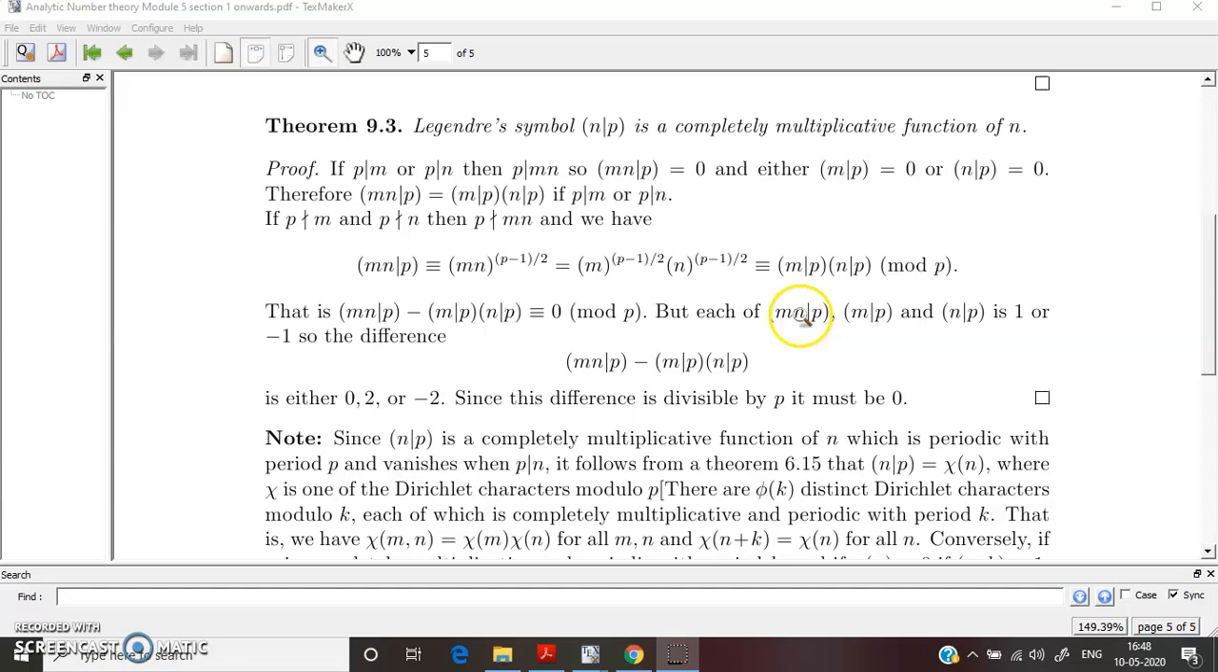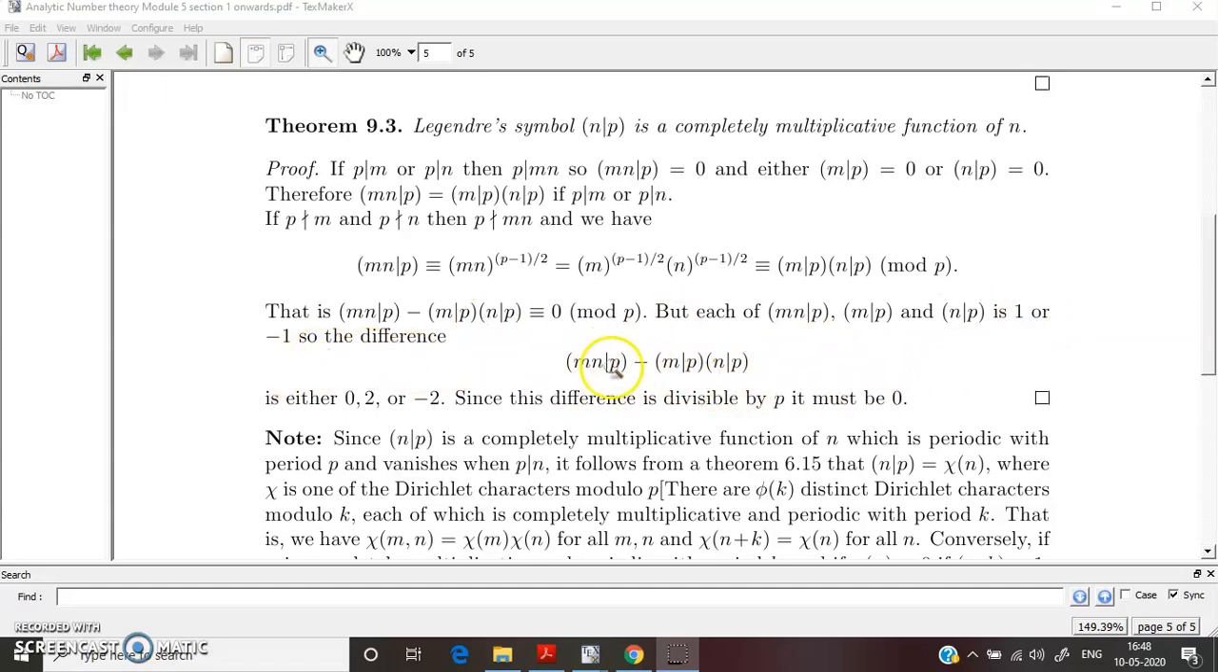Now let us see what is the value of (mn over p), (m over p) and (n over p). These will take only the values 1 or minus 1, because p does not divide n and p does not divide m. In that case they can take only the values 1 and minus 1, because the Legendre symbol has only two values, 1 and minus 1. So what are the values which this difference can take?